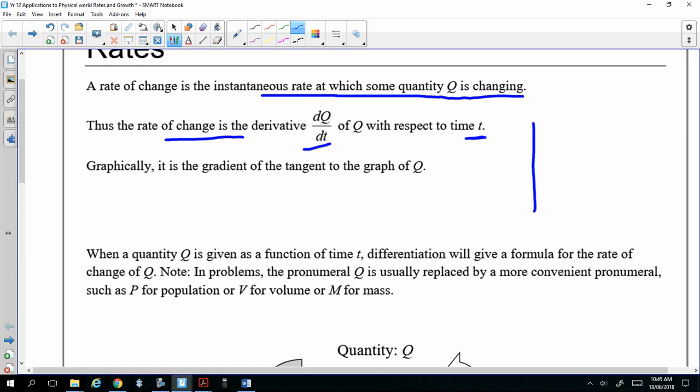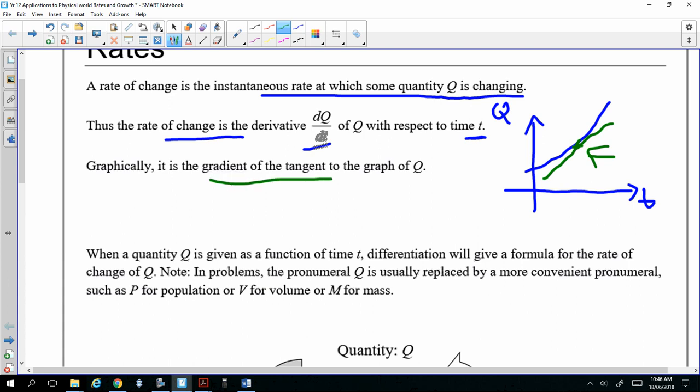Maybe I'll just draw a graph. So you graph the quantity Q against time. Then the rate of change is the gradient of the tangent. Alright, rate of change is the gradient of the tangent.